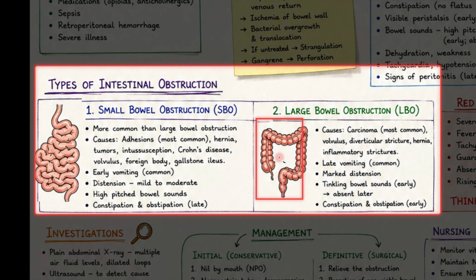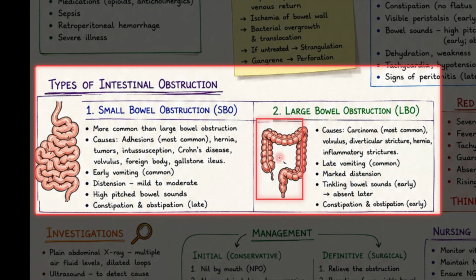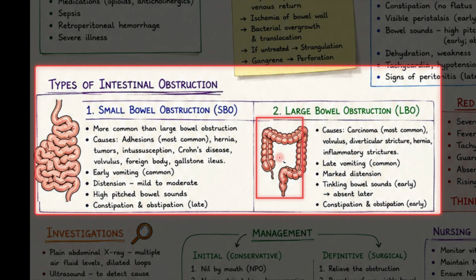Because the small intestine is located proximal in the GI tract, patients present with early, prominent, and frequent vomiting. Distension in SBO is typically mild to moderate and localized centrally. Auscultation reveals classical early high-pitched bowel sounds, and complete obstipation may be delayed until the distal colon fully evacuates.